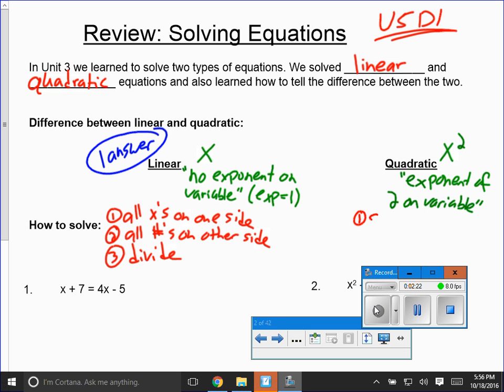This is where we started by putting it in standard form, which means set it equal to 0. And then we had a few different ways of solving it. We could factor, use the quadratic formula, or we even learned how to solve this by graphing. When we solved quadratics, every time we got 2 answers.